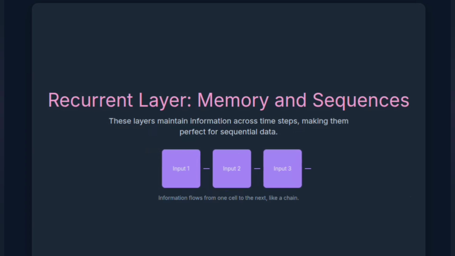Recurrent layers add something special to neural networks: memory. Unlike other layers that forget previous inputs, recurrent layers maintain information across time steps. This makes them perfect for sequential data like language, speech, or time series analysis. When you're reading this sentence, you need to remember the beginning to understand the end. That's exactly what recurrent layers do. Popular variants include LSTM and GRU networks, which are particularly good at remembering important information while forgetting irrelevant details.